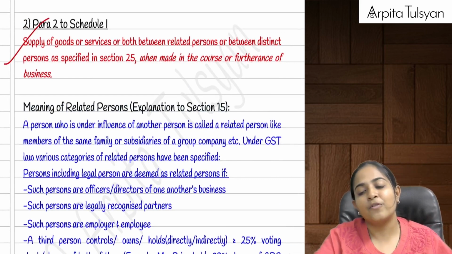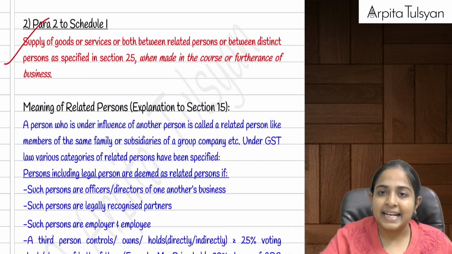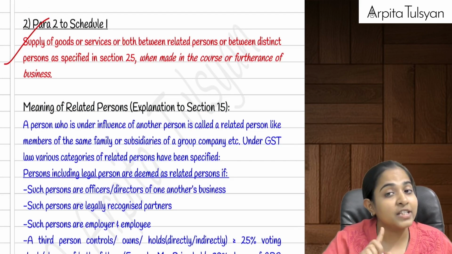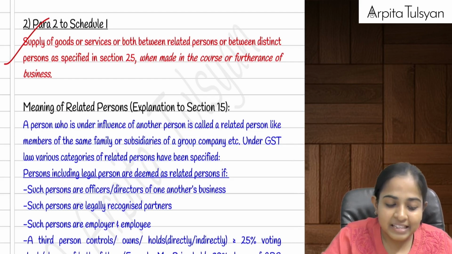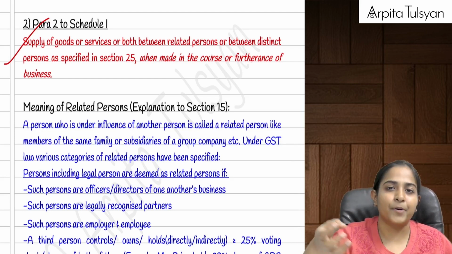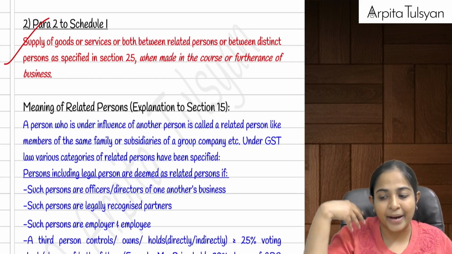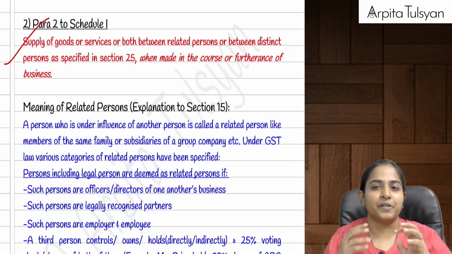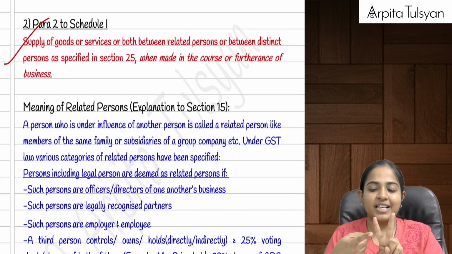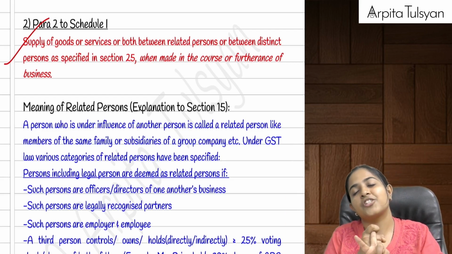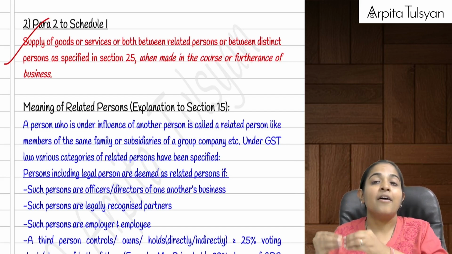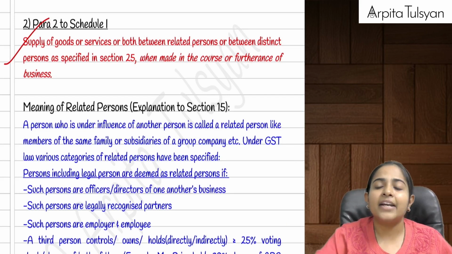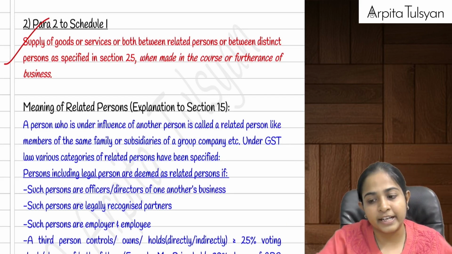The next point is para 2 of Schedule 1: supply of goods or services again for no consideration. This applies when the transaction is between related persons, or between distinct persons. Two terms to remember here: related persons or distinct persons. Obviously the transaction is done for zero consideration, and it is done in the course or furtherance of business.